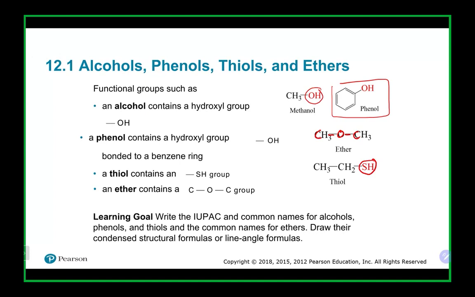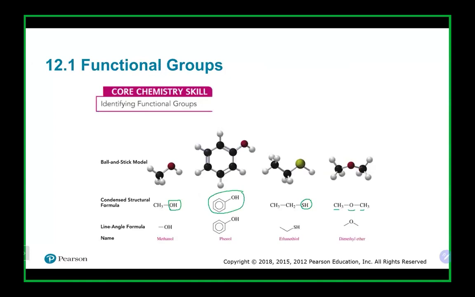And depending on what group is present, we do some different ways of naming them. So there'll be some slight changes in terms of how we name them, but most of them will still fall back on those first 10 alkanes that we talked about, and we'll just change some parts of the name as we go through it.